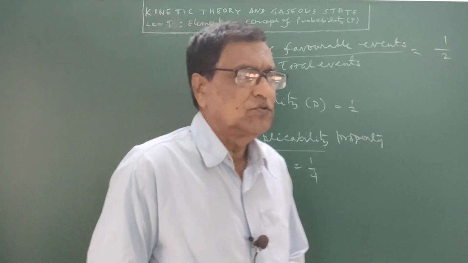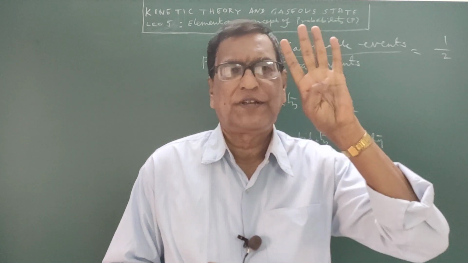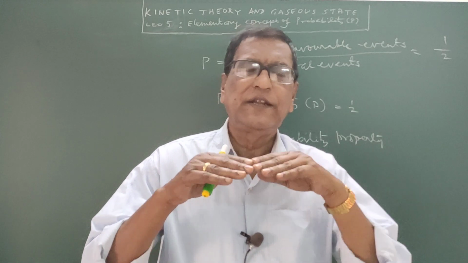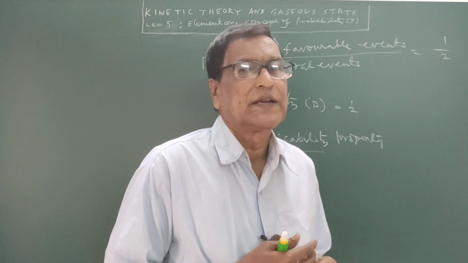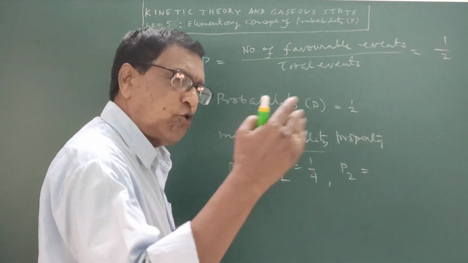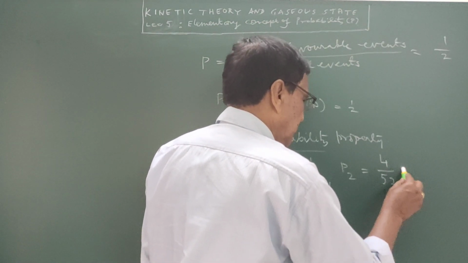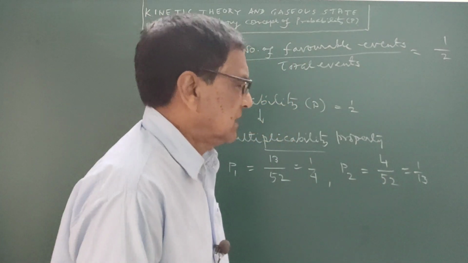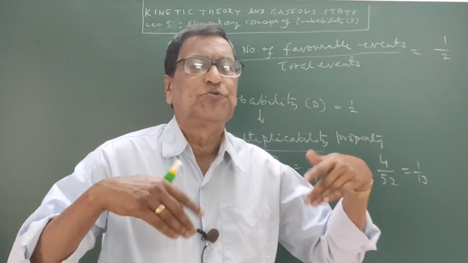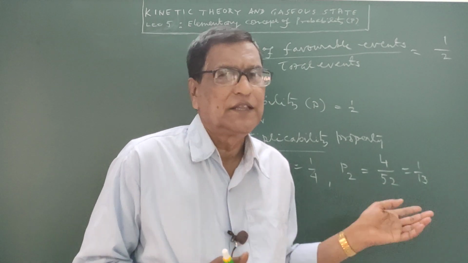And suppose from this well shuffled packet of cards, you are trying to draw a king. There are 4 kings: diamond king, club king, heart king and spade king. Suppose P2. So there are 4 kings and total 52, equal to 1/13. That means the probability of drawing a king will be 1/13. It means if you pick up 13 cards randomly, then one card may be a king.